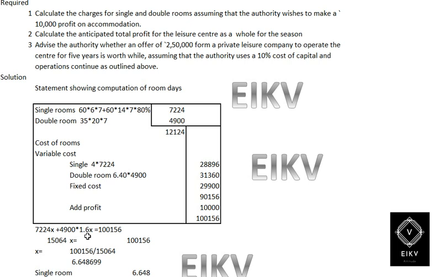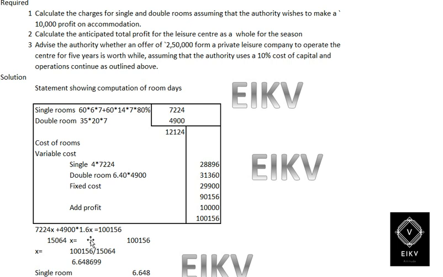Therefore, now we can compute the room rate. For that, we have the total cost and the number of room days. Let x be the room rate. Therefore, 7,224x plus 4,900 into 1.6x, which is 7,840x. Here 1.6x means 160% of the single room rate will be charged as the rent of a double room.